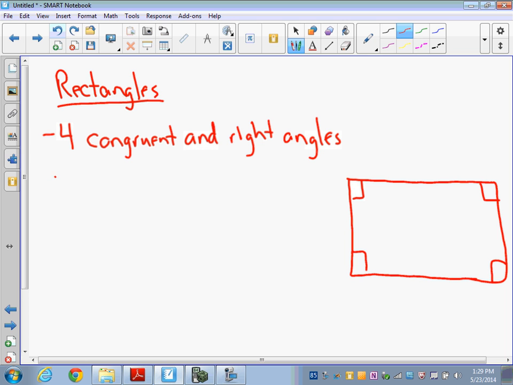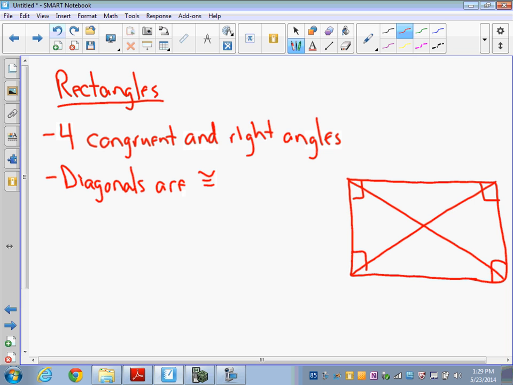The other thing that you need to know about it is the diagonals are congruent. This is a property that's special to rectangles. It's not a property that's true with rhombuses or parallelograms, but both of those diagonals will be congruent.